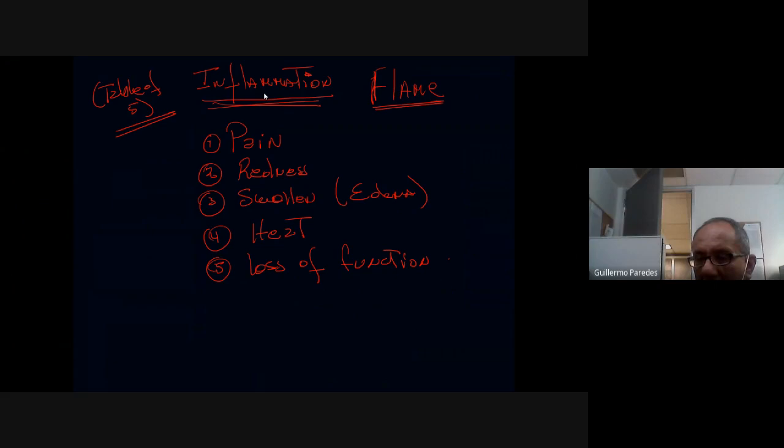Because the conditions to be called an infection are growing, reproducing, and spreading out. And in this case, they are not spreading out. They are going to be focal, localized. So if you have an inflammation, that doesn't mean that it's an infection, but it can lead into infection.